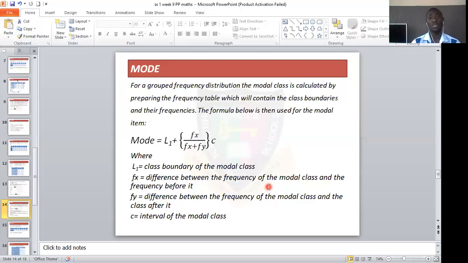So this is very simple. It's just for you to know the formula and apply it. L1 plus Fx over Fx plus Fy, times C. Fx is the difference between the frequency of the modal class and the class before it. And Fy is the frequency of the modal class minus the class after it. You'll be able to get all these parameters from any question given, where C is the interval of the class. So let's go.